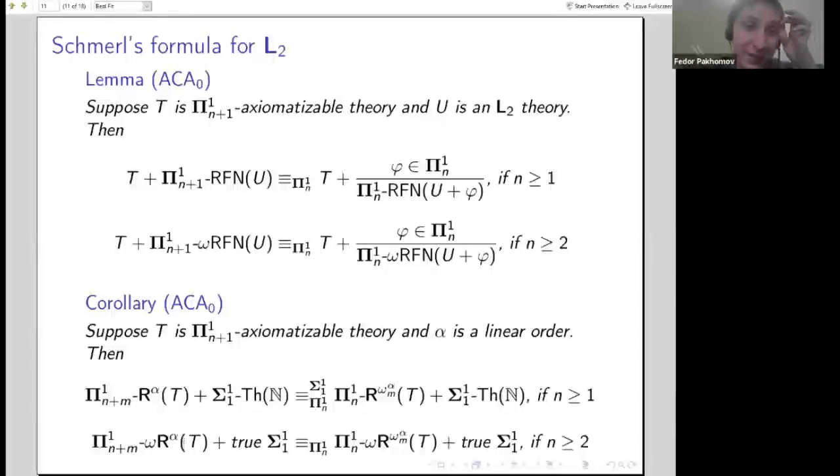So first of all, this is a direct analog of what we had in the setting of first order arithmetic. So basically, here, if we consider this Π1n plus 1 reflection over theory U, this theory is Π1n conservative over T plus this Π1n reflection rule. Actually, it's a bit complicated. One needs to be careful when formally defining what exactly this thing means.